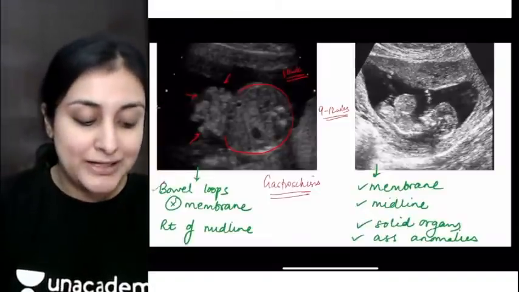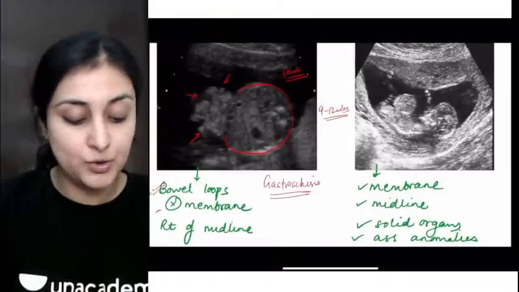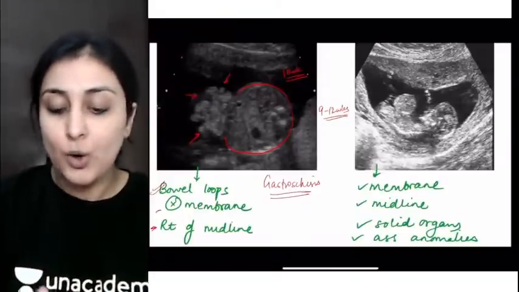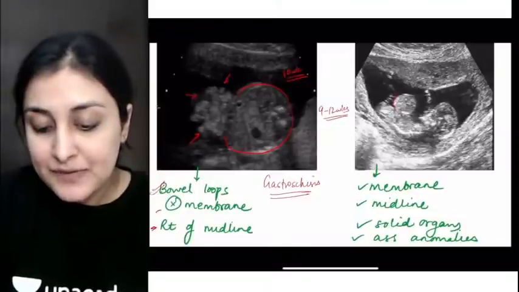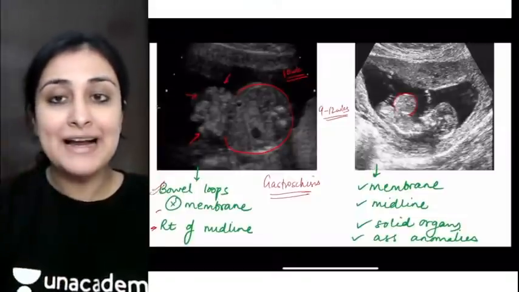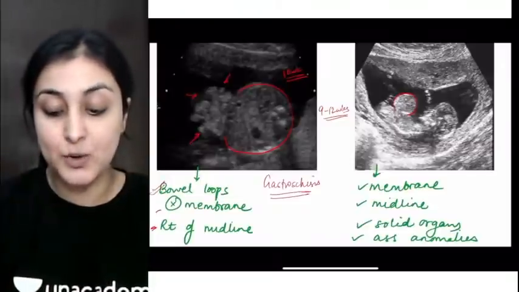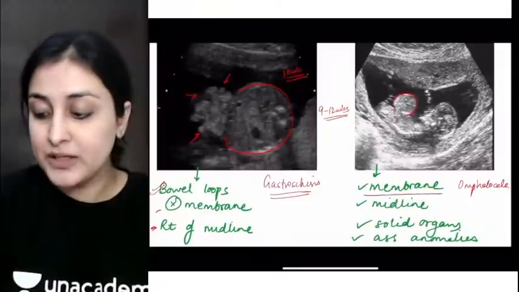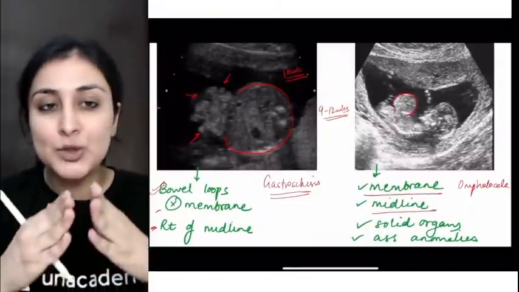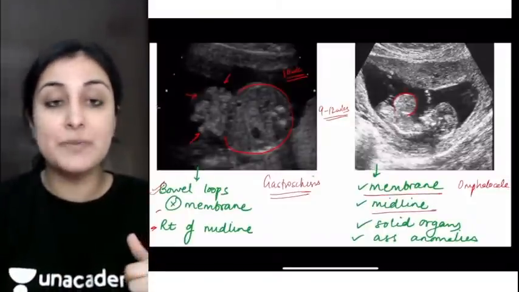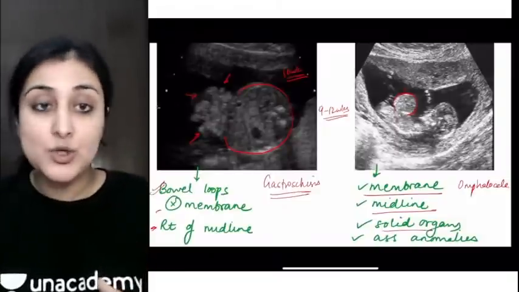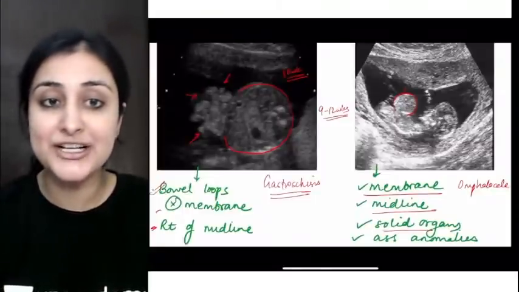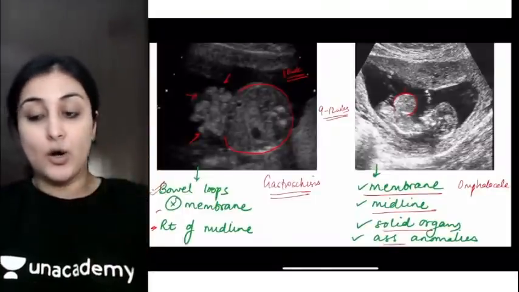Yeah, so you will only see bowel loops. Is there any membrane? No membrane. And is it in the midline? No, it is towards the right of midline. On the other hand, when you see a membrane-covered, well defined, rounded sac, what is this? This becomes omphalocele. Yeah, so this is omphalocele with a membrane in the midline. The umbilical cord will be attached at its apex, right? Solid organs can also come out. Liver very commonly comes out in omphalocele, and it has higher associated anomalies, it is omphalocele.